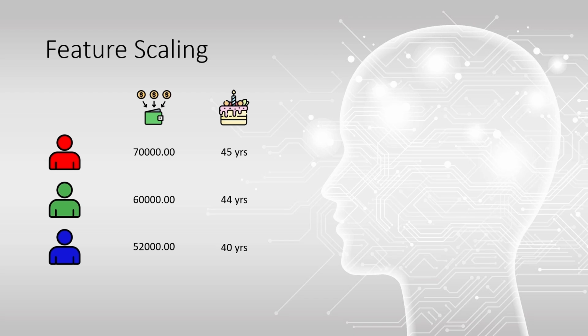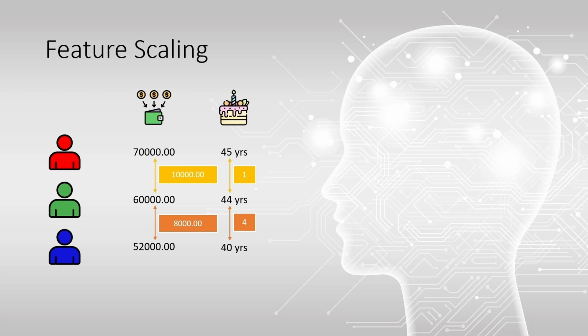If you would like to pause this video, please go ahead and try to see, would you group the green person with the red person, or would you group the green person with the blue person? Now let's have a look at it together. Let's look at the differences. The difference here in salary is 10,000 and here it is 8,000. And in terms of age, the difference between the green and the red person is 1 year and between the green and the blue person is 4 years.